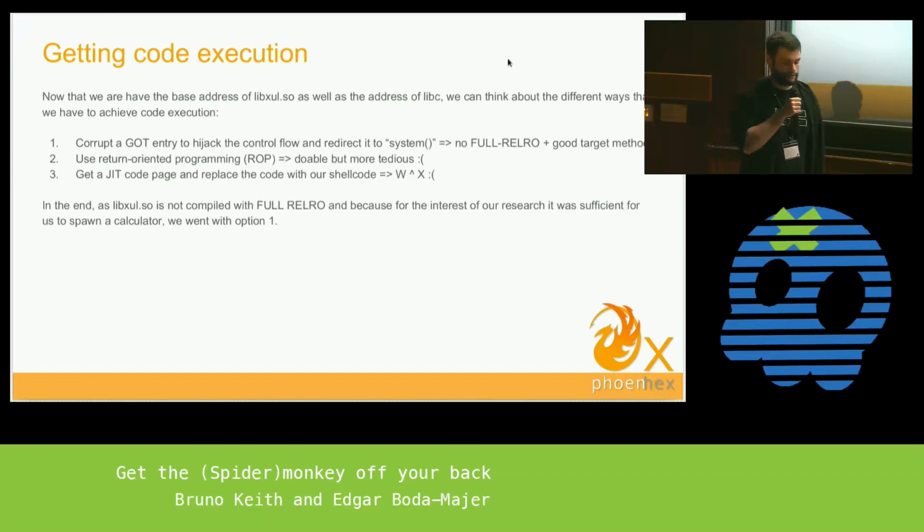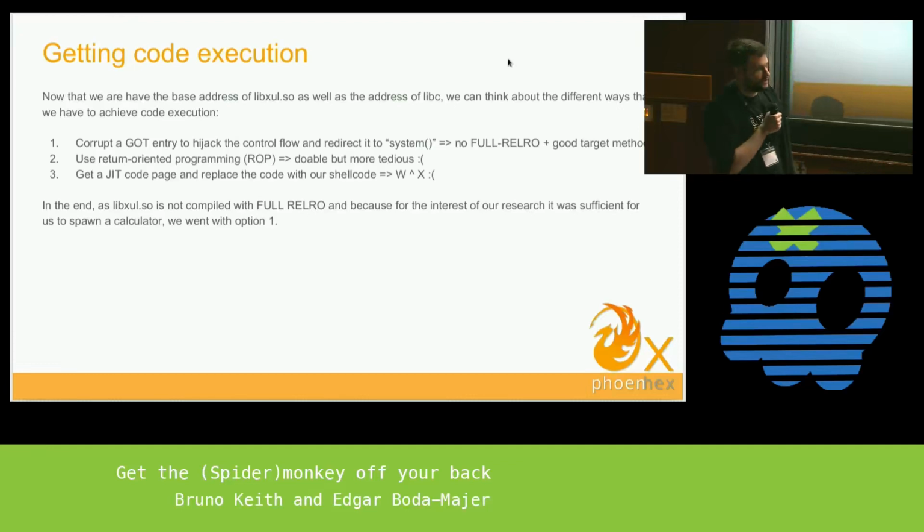So the last thing for us to do now is get code execution. We can think about the different ways that we have. The first one is pretty standard. If you play CTF, that's kind of bread and butter. You corrupt a GOT entry to redirect the control flow of a certain function to system. System in libc, for those who are not familiar, just executes the string that you pass inside the shell, so you can run shell commands with that.